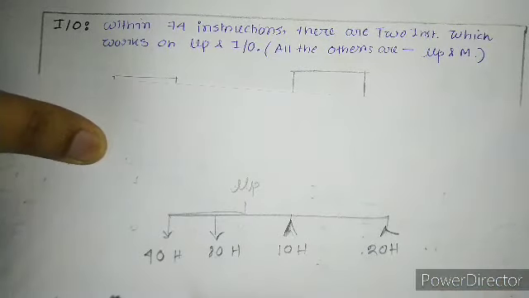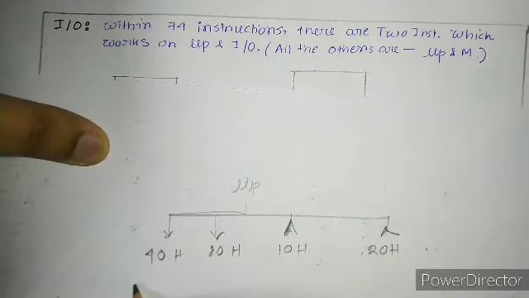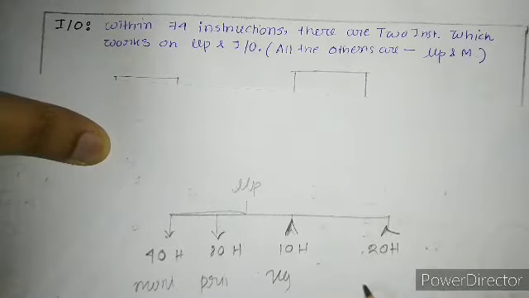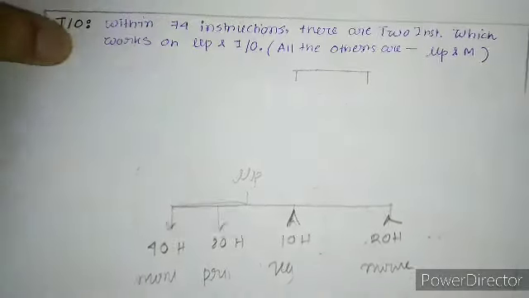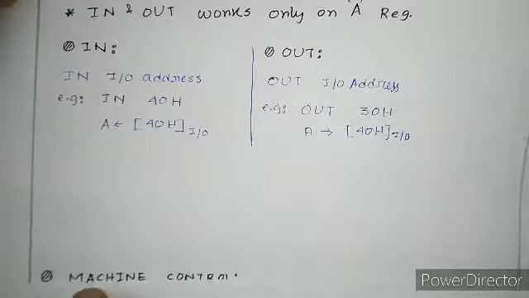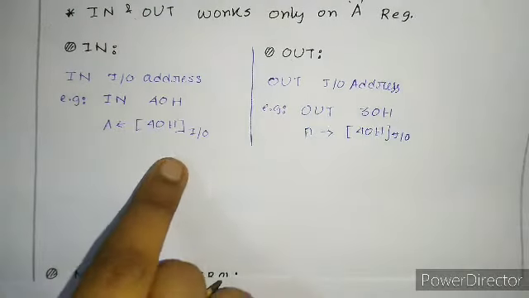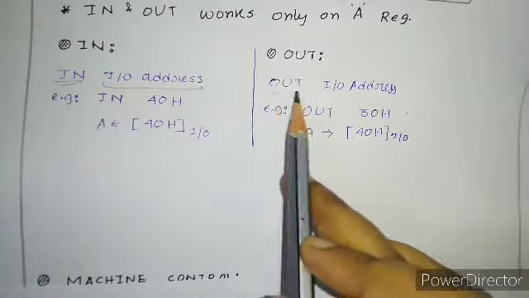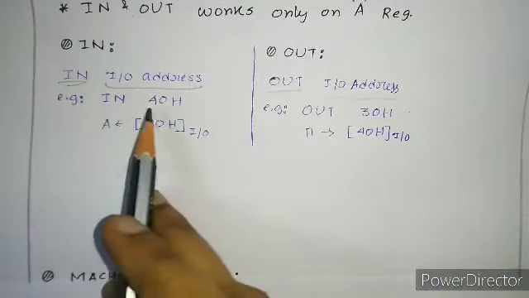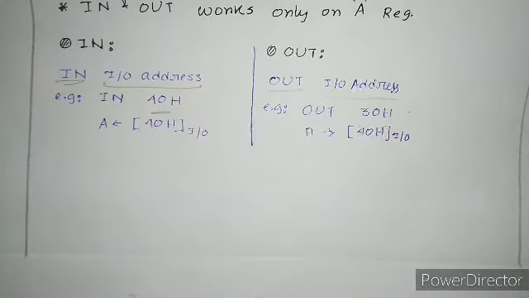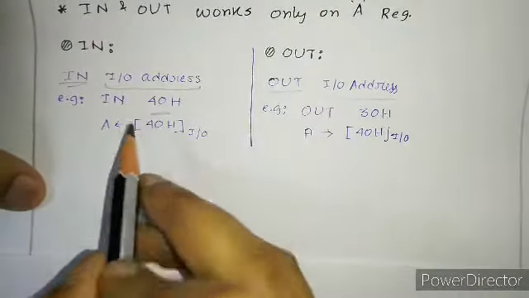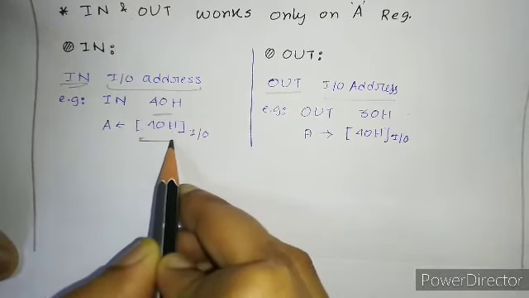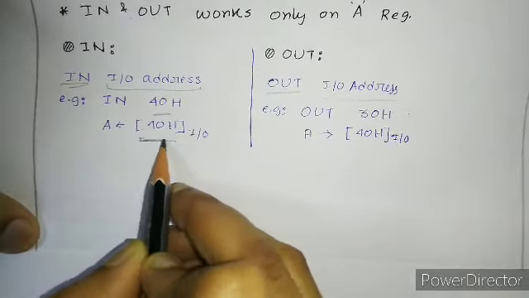Okay, now this is output probably. So I have taken this output: monitor, printer, keyboard, mouse, and all. The 2 instructions are IN and OUT. IN IO address, OUT IO address. IN 40H. This means get the data from 40H location.